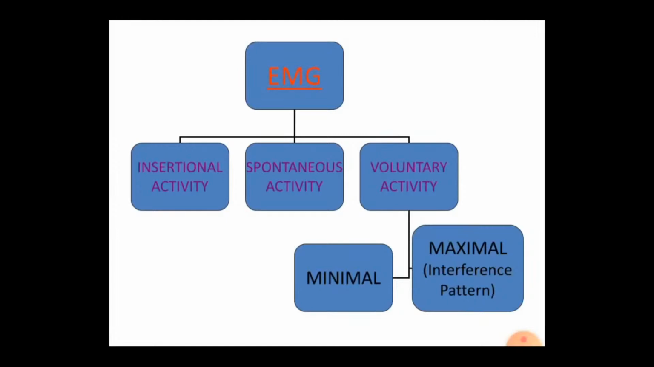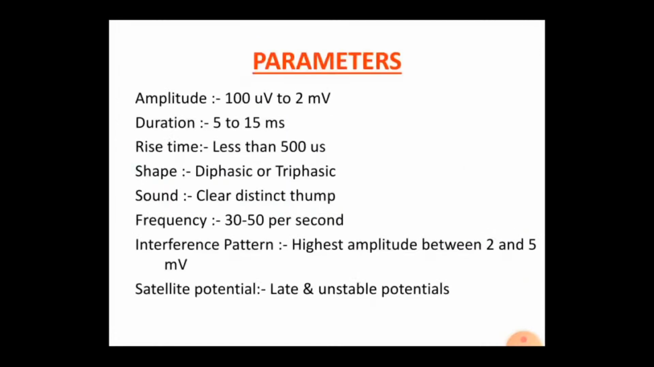Why are we offering resistance while doing EMG? That is to recruit the fast twitch fibers. Whenever we are recording with resistance, it is known as maximal voluntary activity, and commonly it is known as interference pattern or IP. Now all these parameters you have to remember, you don't have any choice. Amplitude ranges from 100 microvolt to 2 millivolt. Duration is from 5 to 15 millisecond.